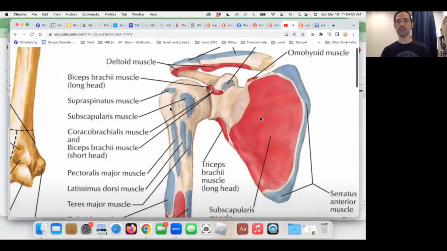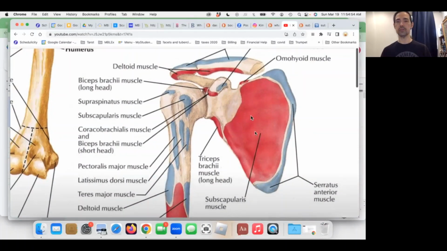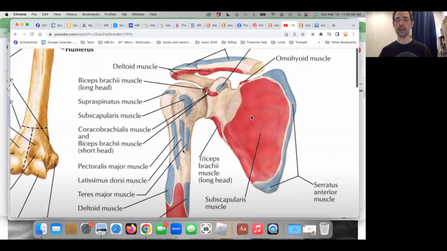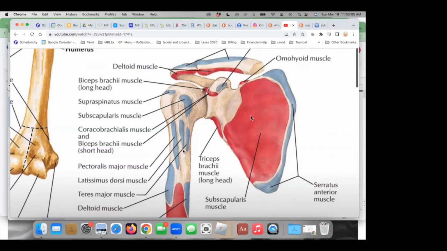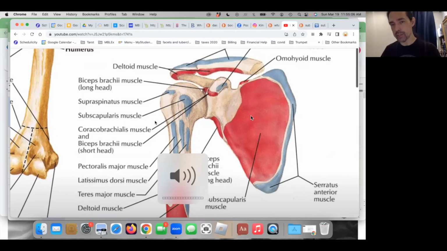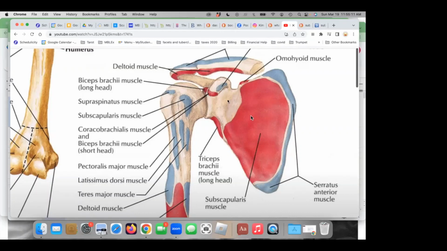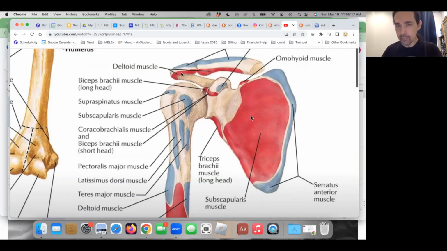So this is the shoulder with the scapula and the humerus. Everybody unmute yourself. Are we looking at this from the front or the back? The back. One more time. The back. Is that you, Rosie, who said the back? Yeah, it's the back. Okay, I also thought it was the back.